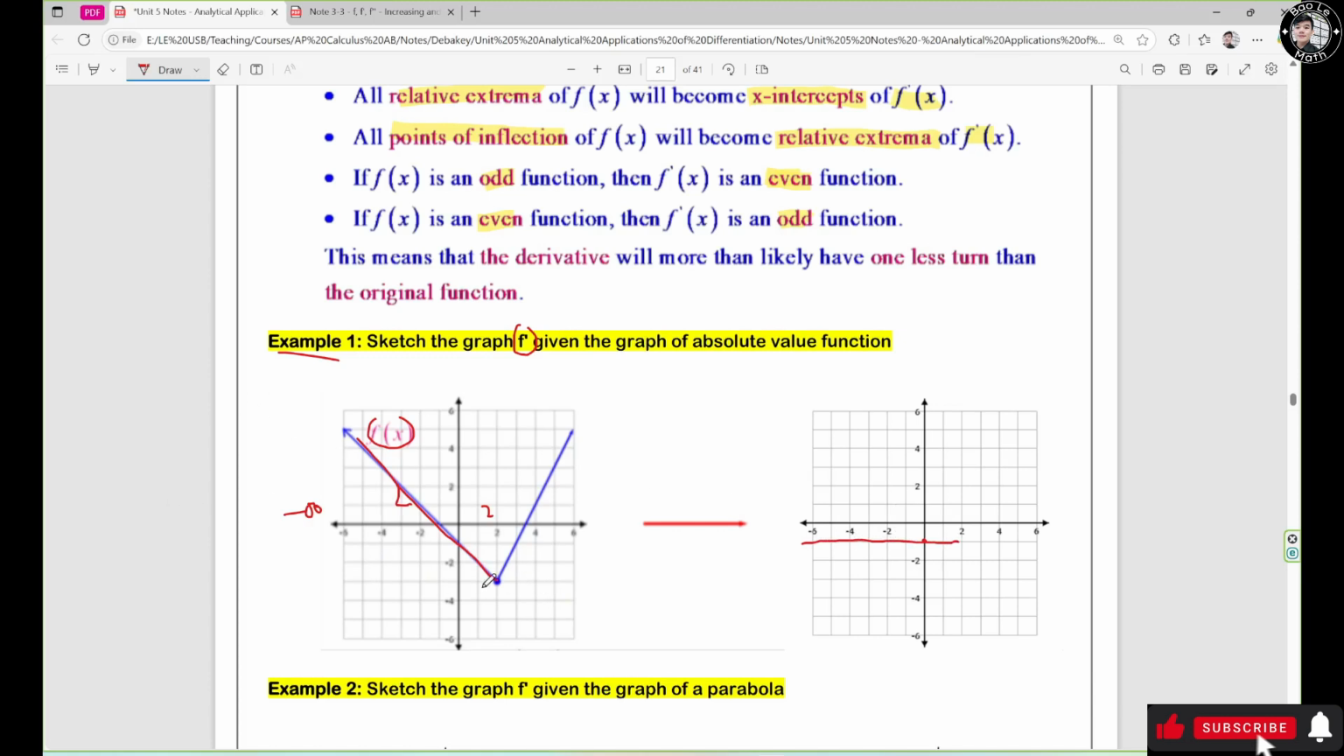Now remember that this one is a sharp turn, and you learned before that at a sharp turn the function is not differentiable, right? So right here you should have a hole. Next one, from 2 to positive infinity, the slope is 2, right? So it's going to be right here, the hole right here, and it's going to be like this. This one is the graph of the function f prime of s, right?